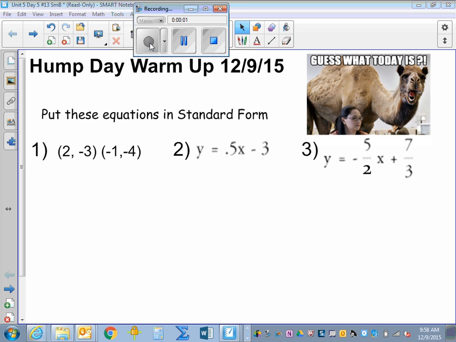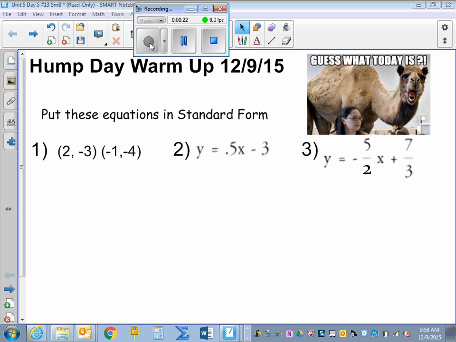Okay, so last class we talked about standard form, and our equation for standard form is? AX plus BY. Good, Trey. AX plus BY equals C. I wrote it in massive letters up here for you, so you can remember this. AX plus BY equals C.